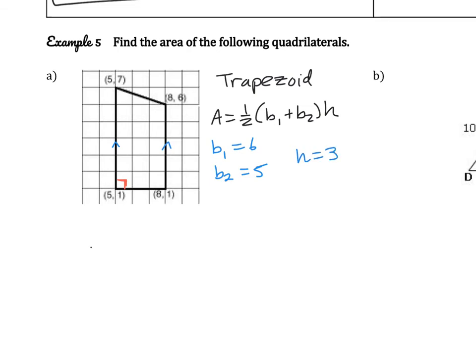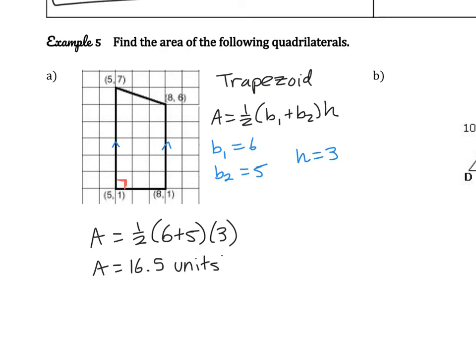So now we are actually ready to use our formula. So we do 1/2 times the sum of your bases, 6 plus 5, and then times your height, which is 3. So here our area is 16.5 units squared.